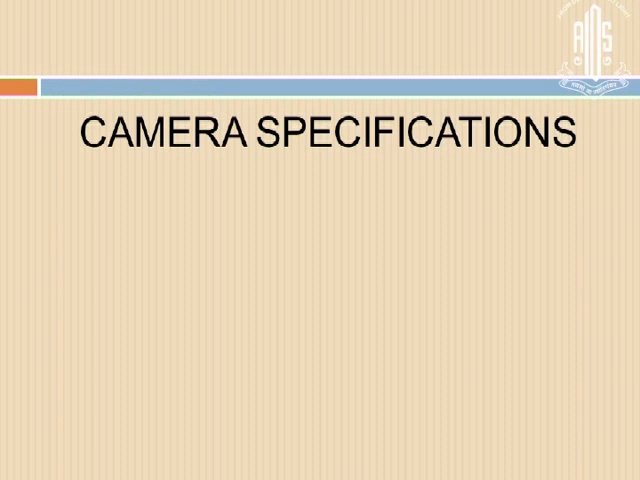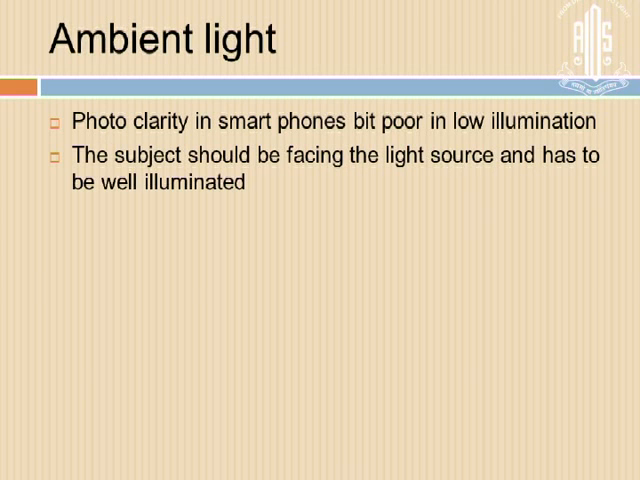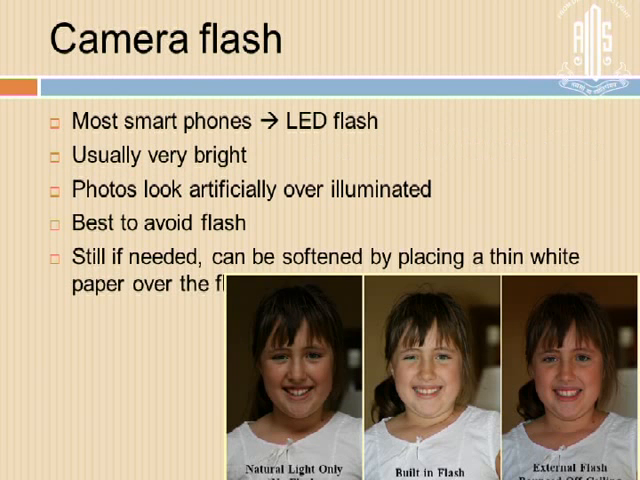We have discussed a lot about camera specifications. Dr. Gaurav has very well mentioned it, but we just go through a few small points, like the photo clarity in smartphones is a little poor in low illumination. So you need good ambient light. The subject should be facing the light source and has to be well illuminated. The smartphones have an inbuilt flash, and most of the times it is a LED flash, which is usually very bright. So the photograph might look artificially over illuminated. Hence, it is always best to have good room light and avoid the external flash while taking external photography.